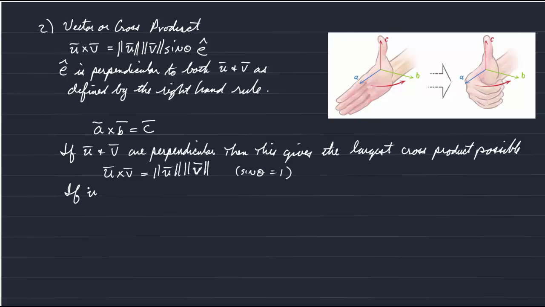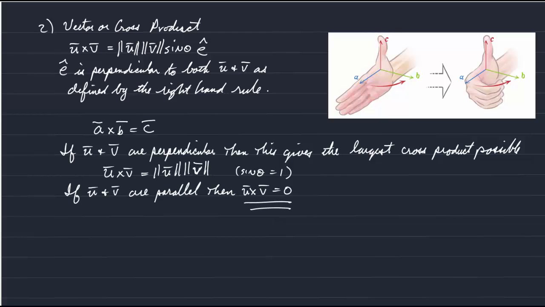If U and V are parallel to each other, then the cross product is equal to 0, right? Because again, the sine of theta, the angle between the two, will be equal to 0 in that case. So again, remember the dot product was 0 when the two vectors were perpendicular to each other or orthogonal to each other. Here the cross product is 0 when the two vectors are parallel.